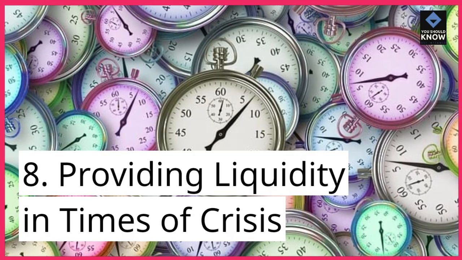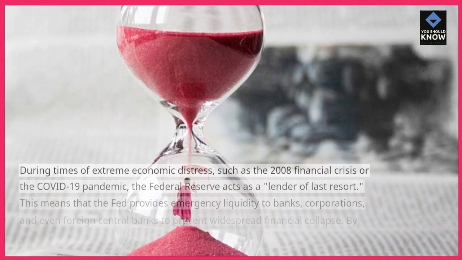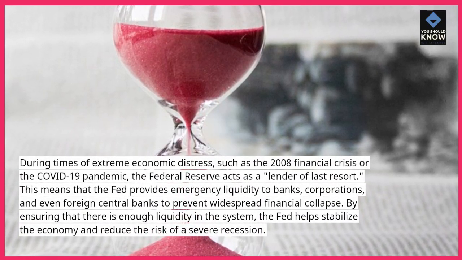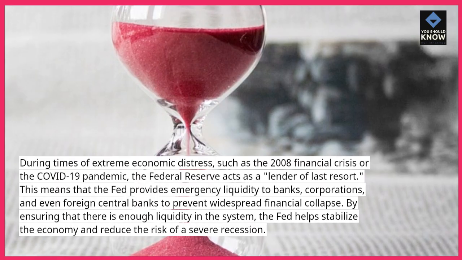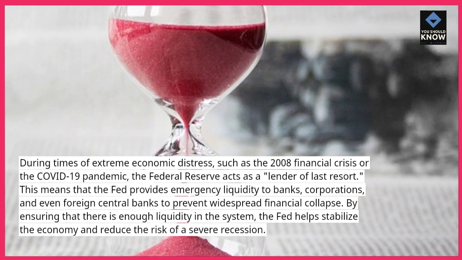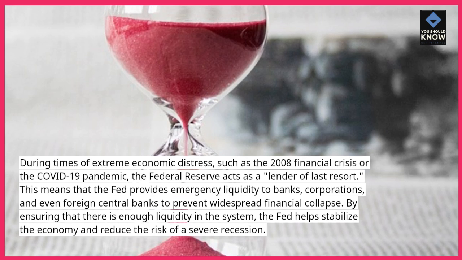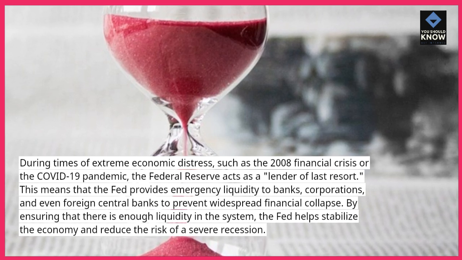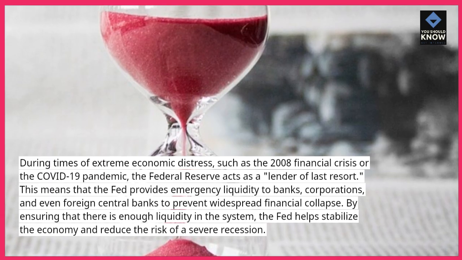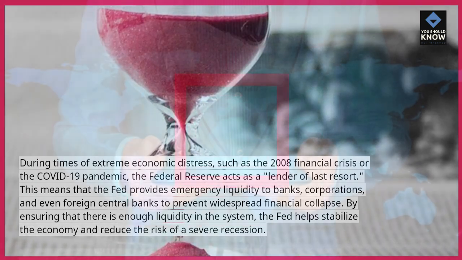8. Providing liquidity in times of crisis. During times of extreme economic distress, such as the 2008 financial crisis or the COVID-19 pandemic, the Federal Reserve acts as a lender of last resort. This means that the Fed provides emergency liquidity to banks, corporations, and even foreign central banks to prevent widespread financial collapse. By ensuring that there is enough liquidity in the system, the Fed helps stabilize the economy and reduce the risk of a severe recession.